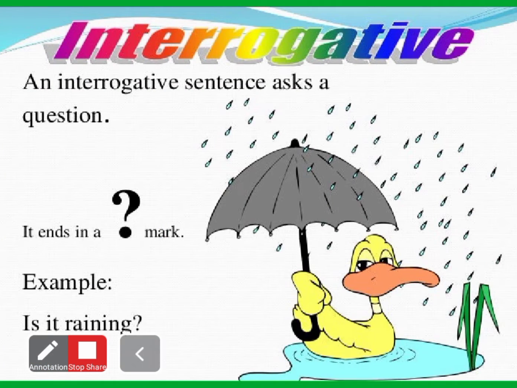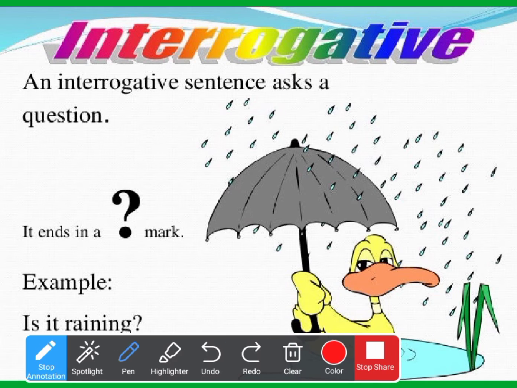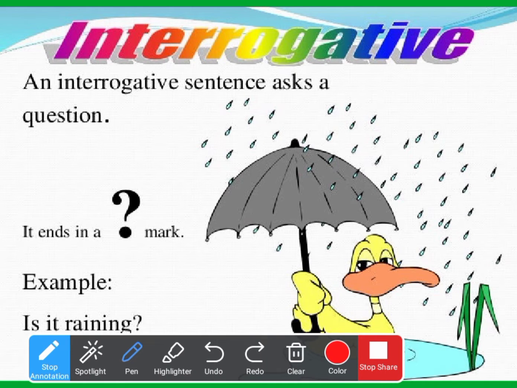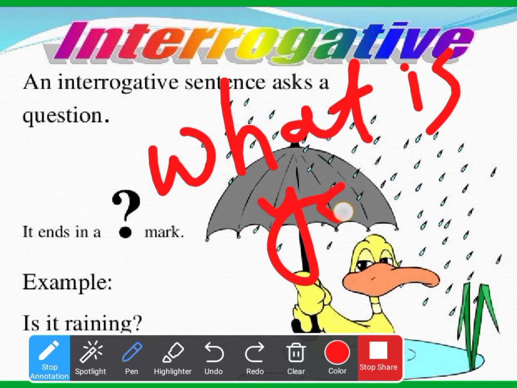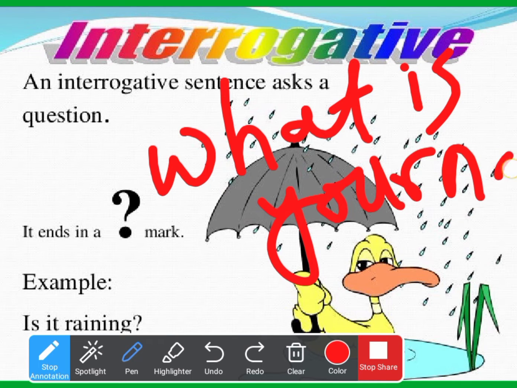Coming to the interrogative sentence. What is an interrogative sentence? Generally, we see that police will interrogate thieves. While interrogating, they may ask different kinds of questions, like what is your name? Isn't it? What is your name? In the sense, it is a question. It is a question which always ends with a question mark.